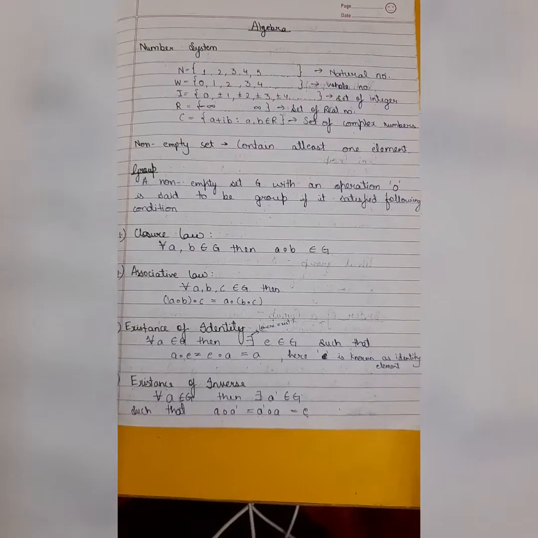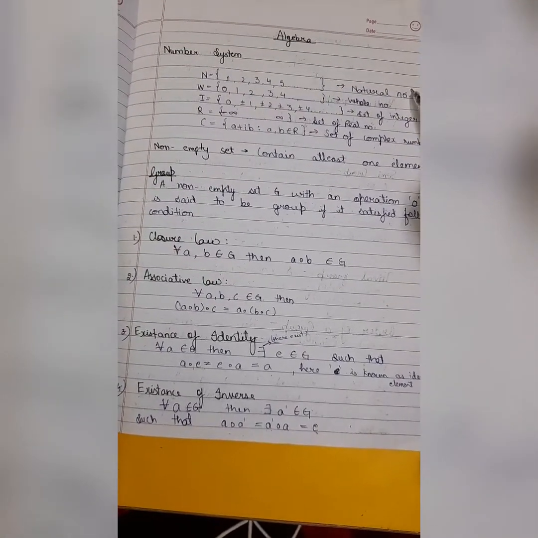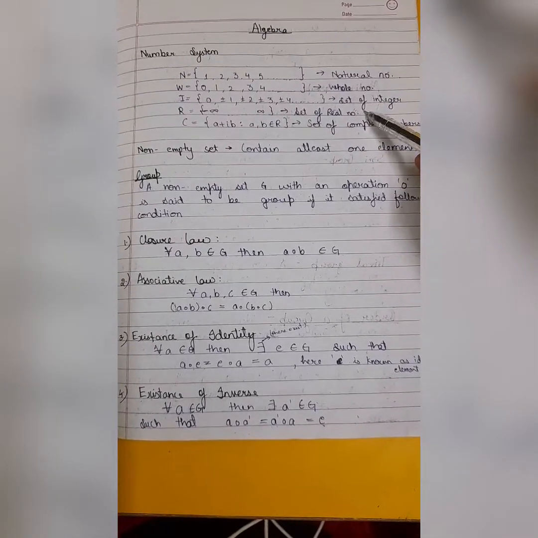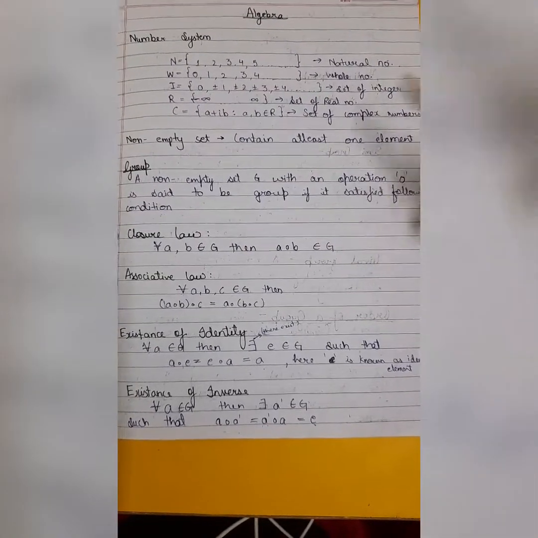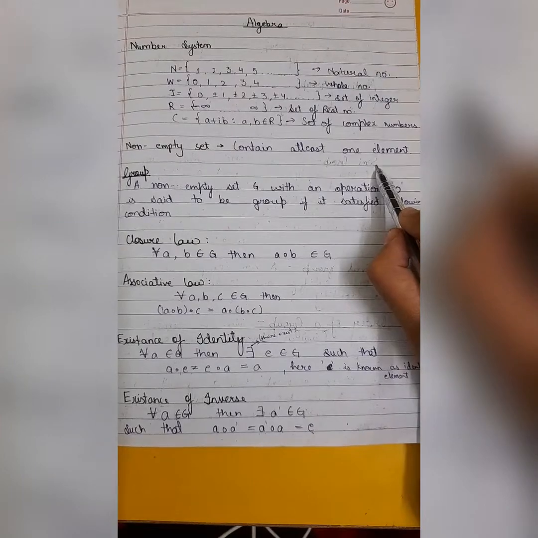So first, let us see the number system. There are many sets like set of natural numbers, set of whole numbers, set of integers, set of real numbers and set of complex numbers. So what is a non-empty set? A set is non-empty when it contains at least one element.